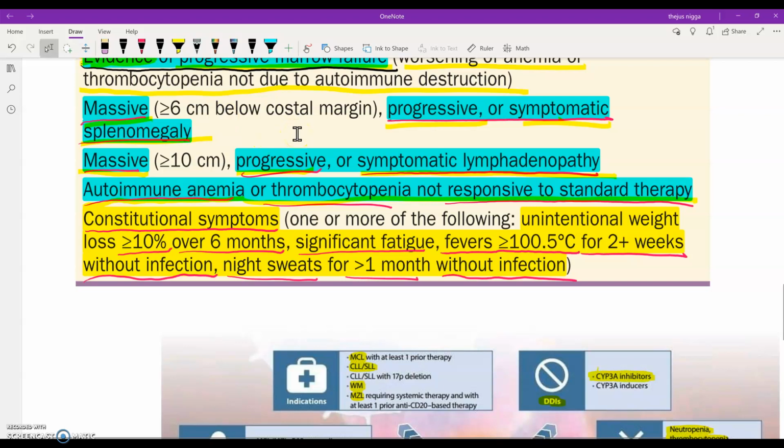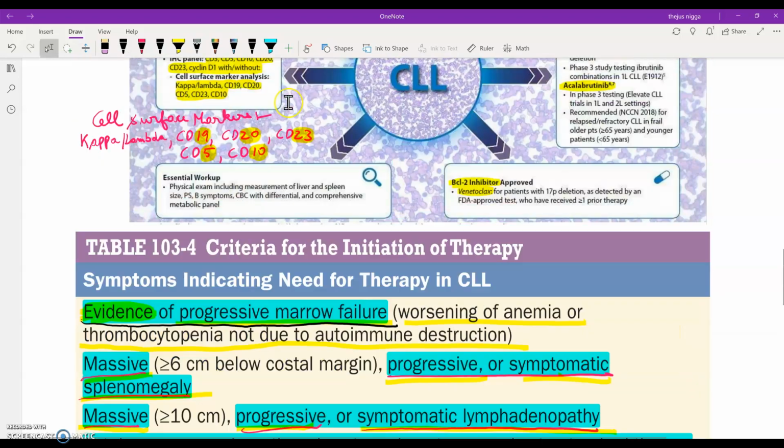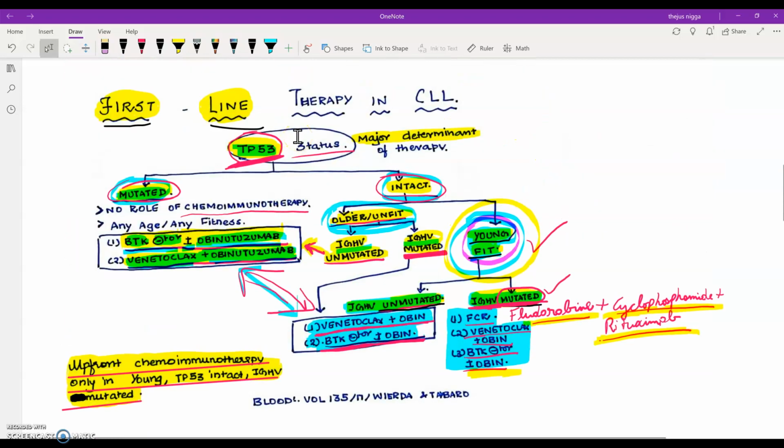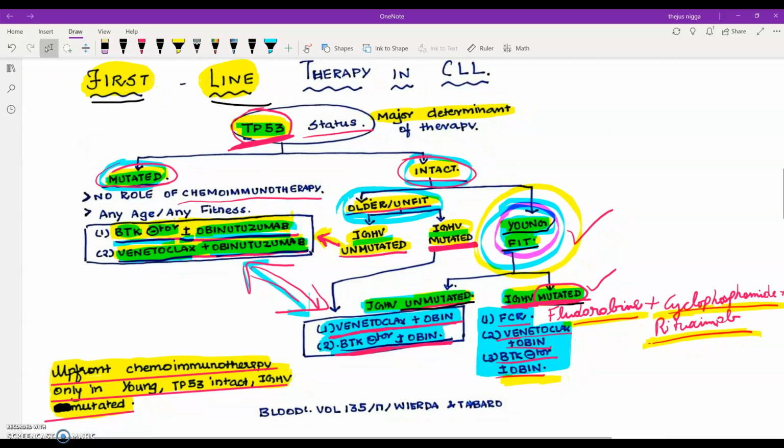whether there's any constitutional symptoms like unintentional weight loss more than 10% over 6 months, whether there's any significant fatigue that's hampering work, fever more than 100.5 degrees for 2 weeks without infection, night sweats for more than 1 month without infection. So that's the criteria you need to initiate treatment.